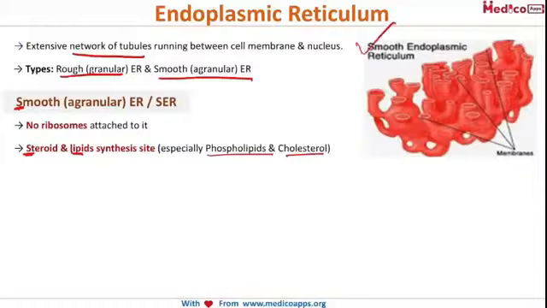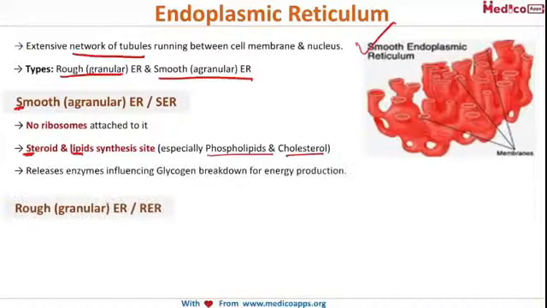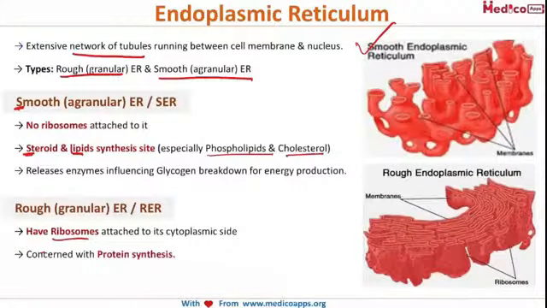Now, if I show you the rough endoplasmic reticulum, you will be able to compare these two. There is release of enzymes which influence the glycogen breakdown for energy production as well. Now, let us look at rough endoplasmic reticulum. As you can guess, it has ribosomes attached to its cytoplasmic site. These are concerned with the production of proteins, that is protein synthesis. This is how a rough endoplasmic reticulum looks and you can compare these two. Smooth endoplasmic reticulum does not have these small dots, which are nothing but your ribosomes, right. That is why this structure is called rough or granular endoplasmic reticulum, and it is the site of synthesis of proteins.